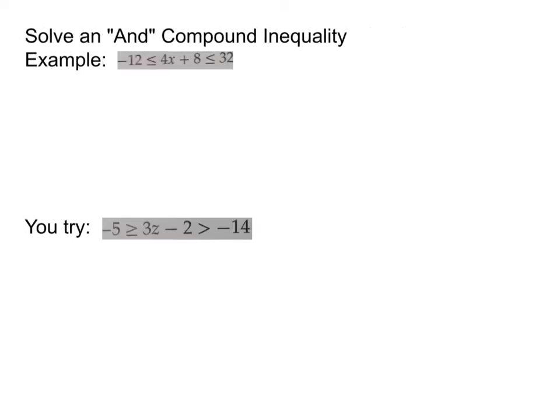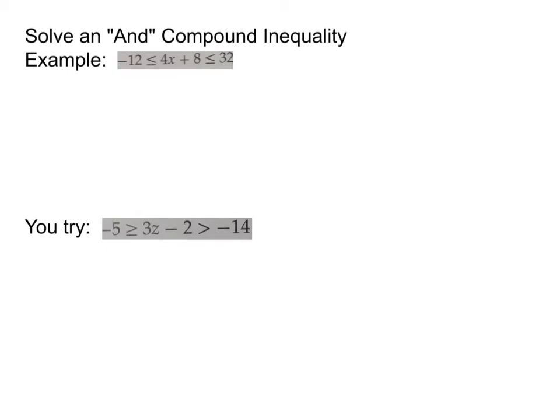Okay, to start off, you need to think about what an "and" compound inequality is. If you look at this example, it's where you're confined on multiple sides, so it's almost like you have two separate inequalities. One says negative 12 is less than or equal to 4x plus 8, and the other says 4x plus 8 is less than or equal to 32. When it's an "and" one, we'll get two numbers for a solution, and x will fit inside them.